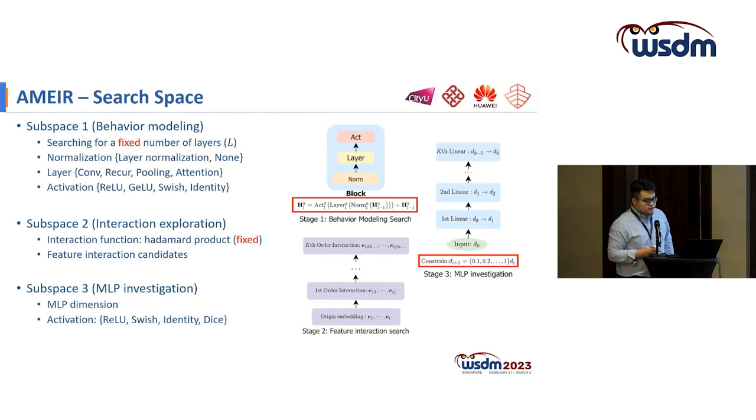The second search subspace is interaction exploration. In fact, AMEIR fixes the interaction function as a Hadamard product and only searches for the following activation and only searches for the feature interaction candidates. For the third search space, this paper searches for the output dimension of each linear transformation and the following activation function.